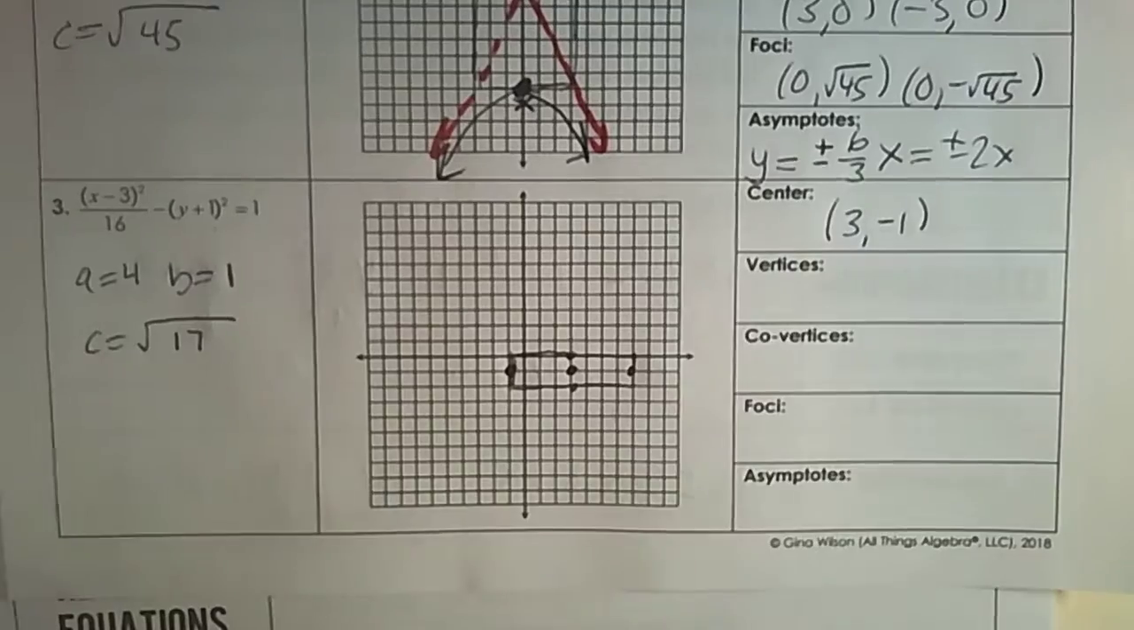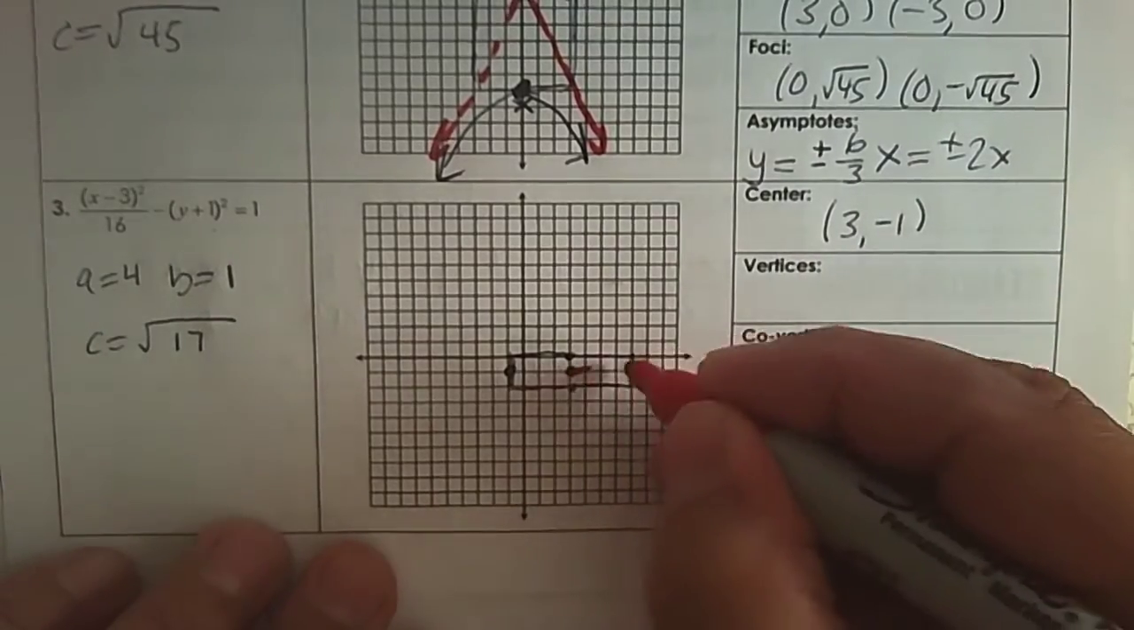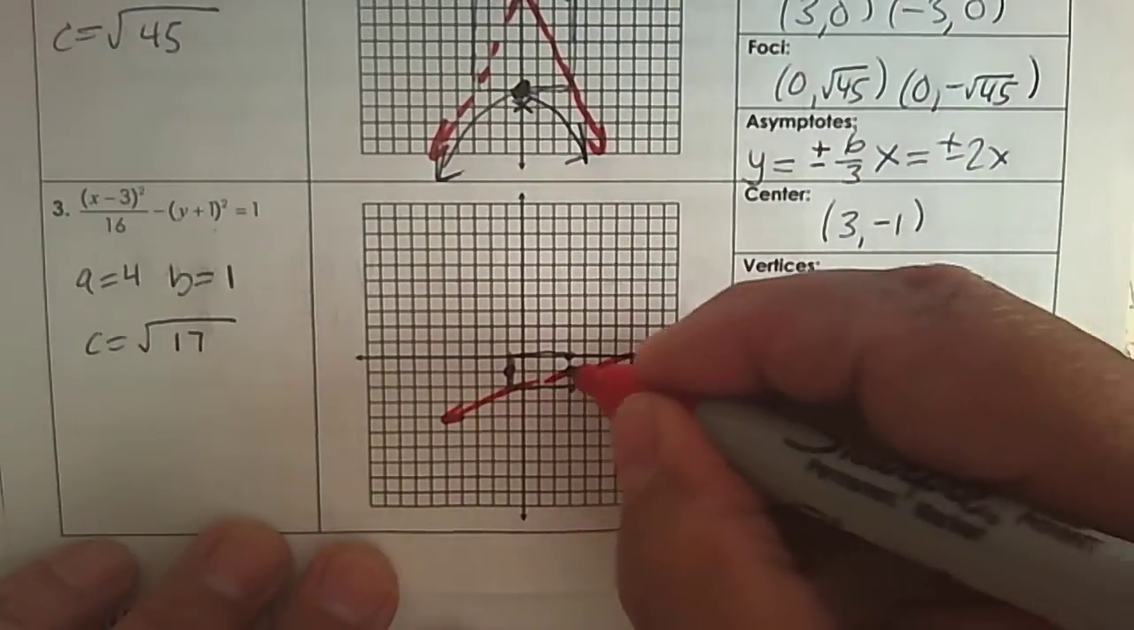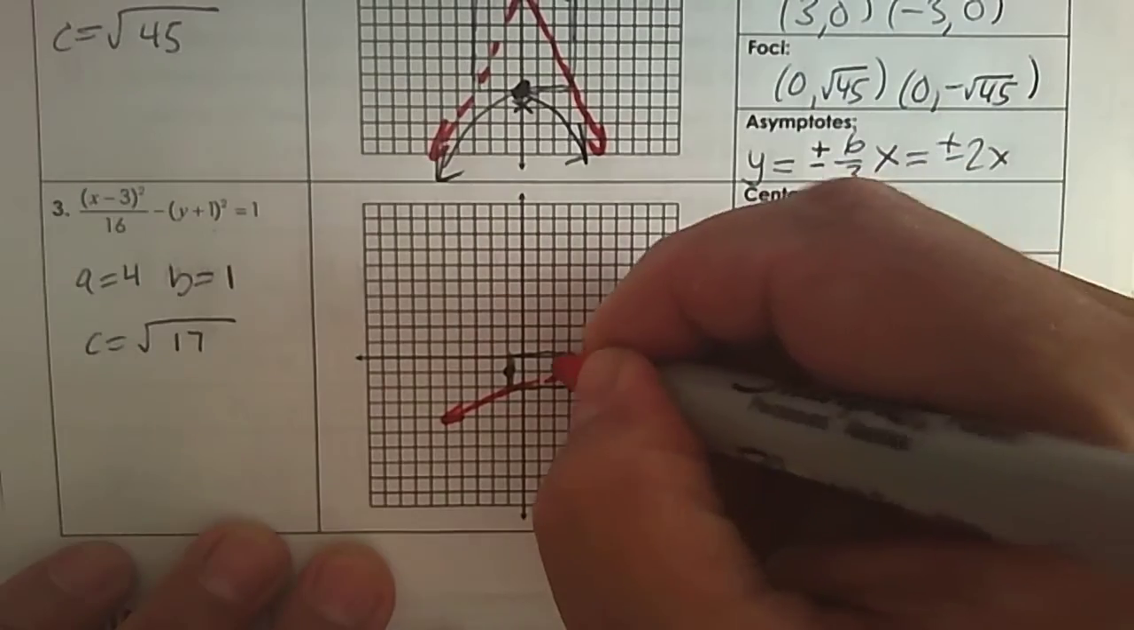When I draw my asymptotes, I go from the center and go through the corners. From the center, through the corners. The center, through the corner.